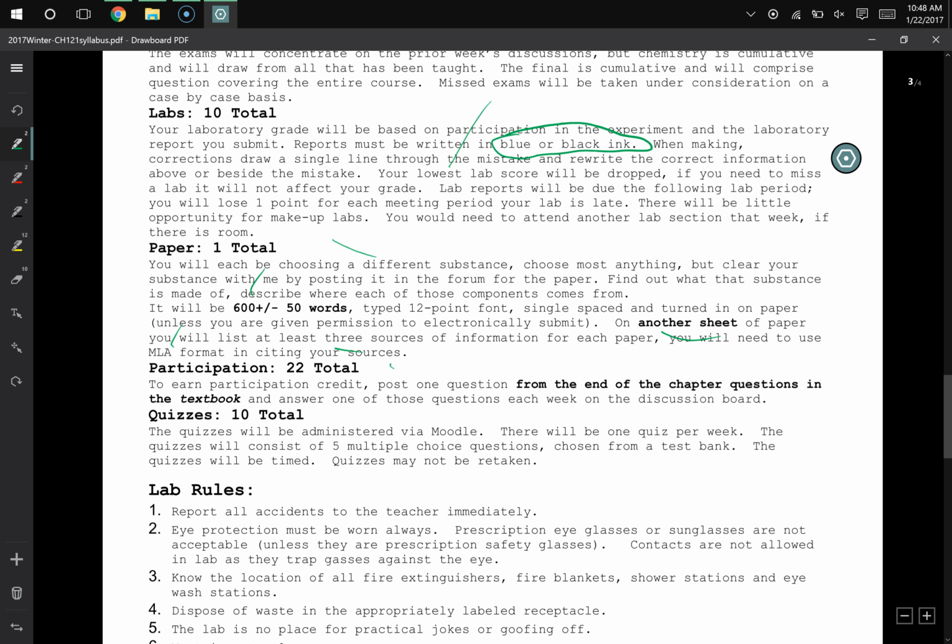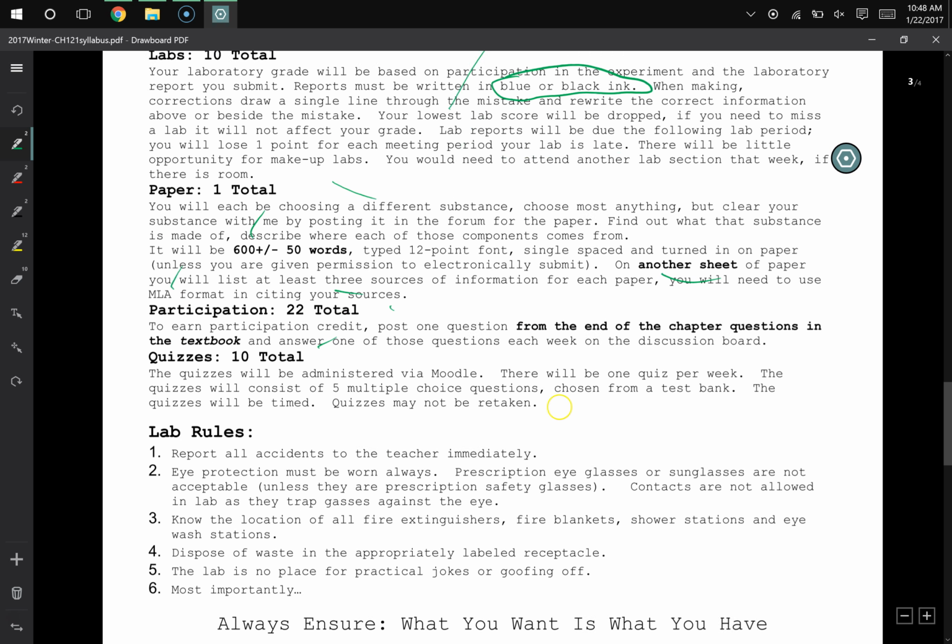Participation points, this is what you've been doing with Moodle, with asking a question and answering a question for the textbook end of the chapter questions. And the quizzes, eventually, as soon as we have a class, we'll have questions on Moodle that you'll be taking over the weekend. There'll be mostly multiple choice questions that get pulled out of a test bank.